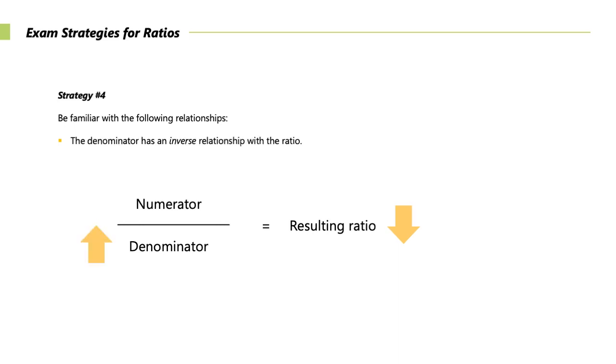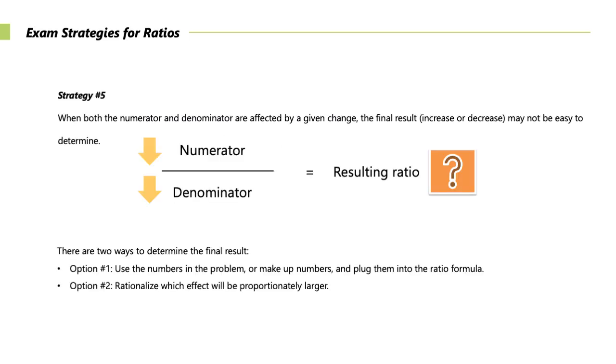If the denominator is the one that's changing, that has an inverse relationship. Denominator going up means the ratio goes down, right? Let's go on to the next slide. And if the denominator is going down, the resulting ratio goes up. Let's try one more. So here's a strategy. When both the numerator and the denominator are affected by a given change, we don't know what the result is, right? So we'd actually have to go through the math in order to find that out.